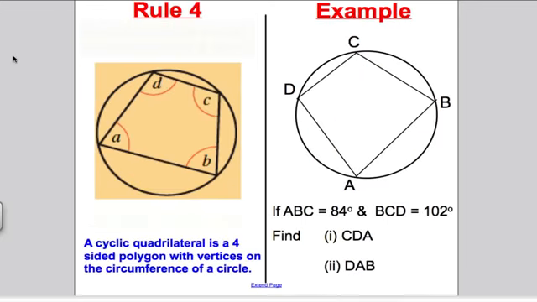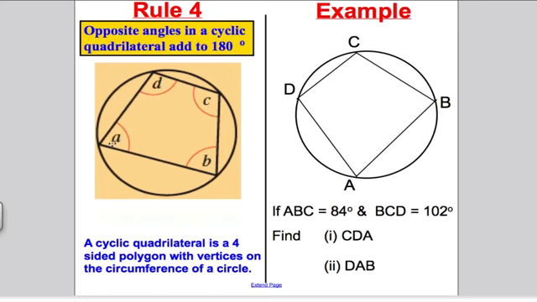Okay, let's move on to rule 4. There's a picture for rule 4. And what rule 4 says is opposite angles in a cyclic quadrilateral add to 180. So opposite angles, the A and the C, add to 180, and the D and the B add to 180. And that's written there. Now, what does a cyclic quadrilateral mean? A quadrilateral has 4 sides, and a cyclic quadrilateral is one whose corners are on the circumference of a circle. So whenever you see a 4-sided shape whose edges are on the circumference of a circle, you know that the opposite angles must add to 180.